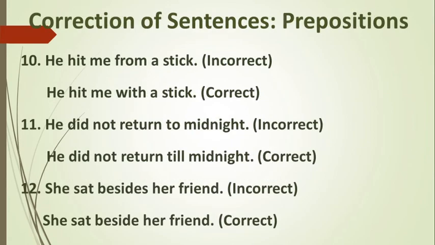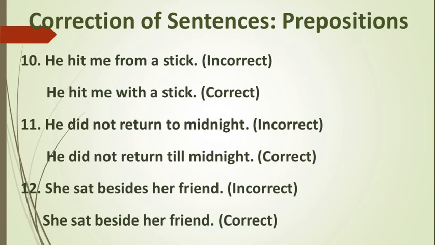Next example, he hit me from a stick. He hit me with a stick. The second sentence is the right one. In this sentence, with is used to describe the connection of the instrument as an agent, and from shows the beginning point in the sense of time. So with is the right one and not from.